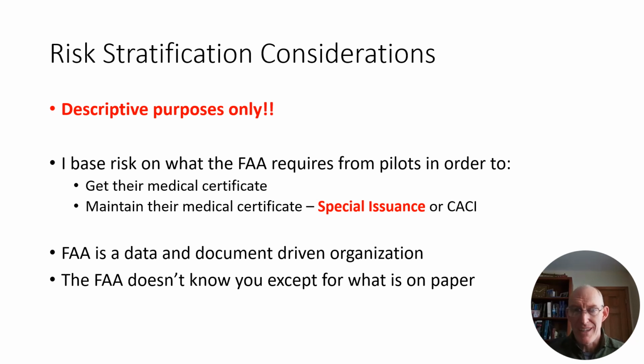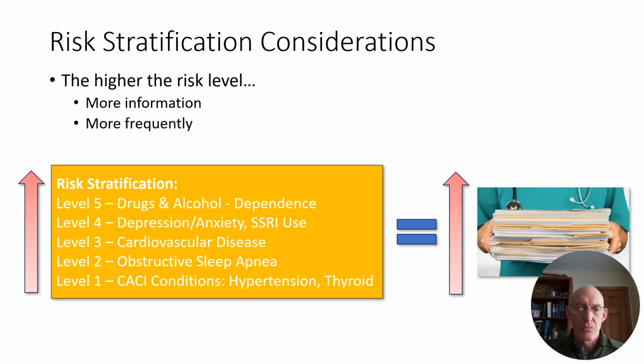You have to remember that the FAA is a data and document-driven organization, and they don't know you except for what's on that piece of paper. So their method is to gather the information they feel necessary to determine the stability of your condition in order to ensure the least amount of risk to the safety of the airspace. So looking at this risk stratification again, the higher you are on the risk level, the more information the FAA will want you to provide in order to determine the stability of your condition, and the more frequently they will want you to provide that information in order to maintain your medical certificate.